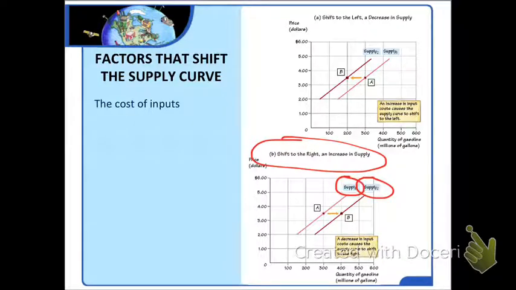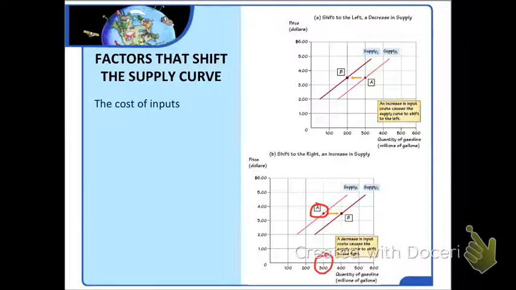At every price, notice more is supplied because the cost of producing gasoline has gone down. For example, at point A on Supply 1, firms supply 300 million gallons of gasoline at a price of $3.50 per gallon, again the same price that we were looking at before. But after the shift to Supply 2, point B shows us that they will now supply 400 million gallons of gasoline at the exact same price.